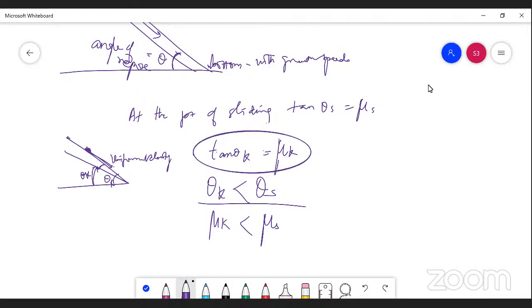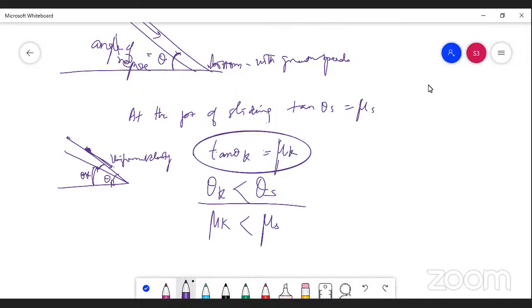So from these expressions, you can understand that theta k is less than theta s. The angle for kinetic friction is less than the angle for static friction. Theta k is less than theta s, which indicates that mu k is less than mu s. So this once again explains the relation that coefficient of kinetic friction is less than coefficient of static friction. So finally, I would like to conclude here.